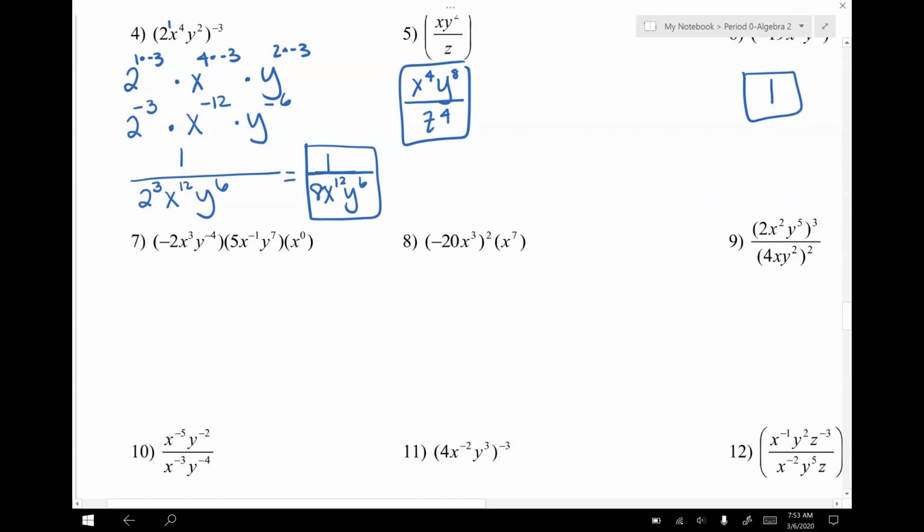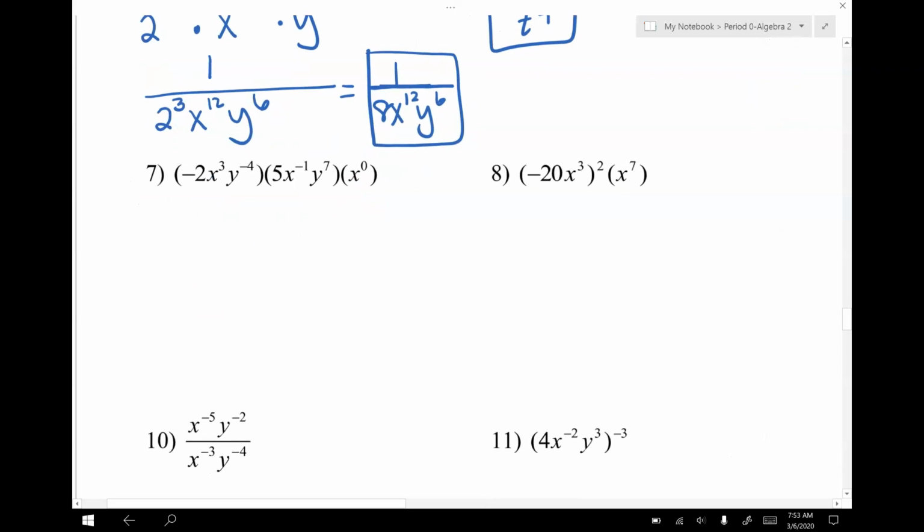Should we put all the real numbers together? Yes, that's always a good strategy for organization. So we're going to go -2 times what? 5. Good. Remember, x to the 0 is already 1. So do I need to worry about that? No. Or technically, can I really write the 1 right there too? Yeah.